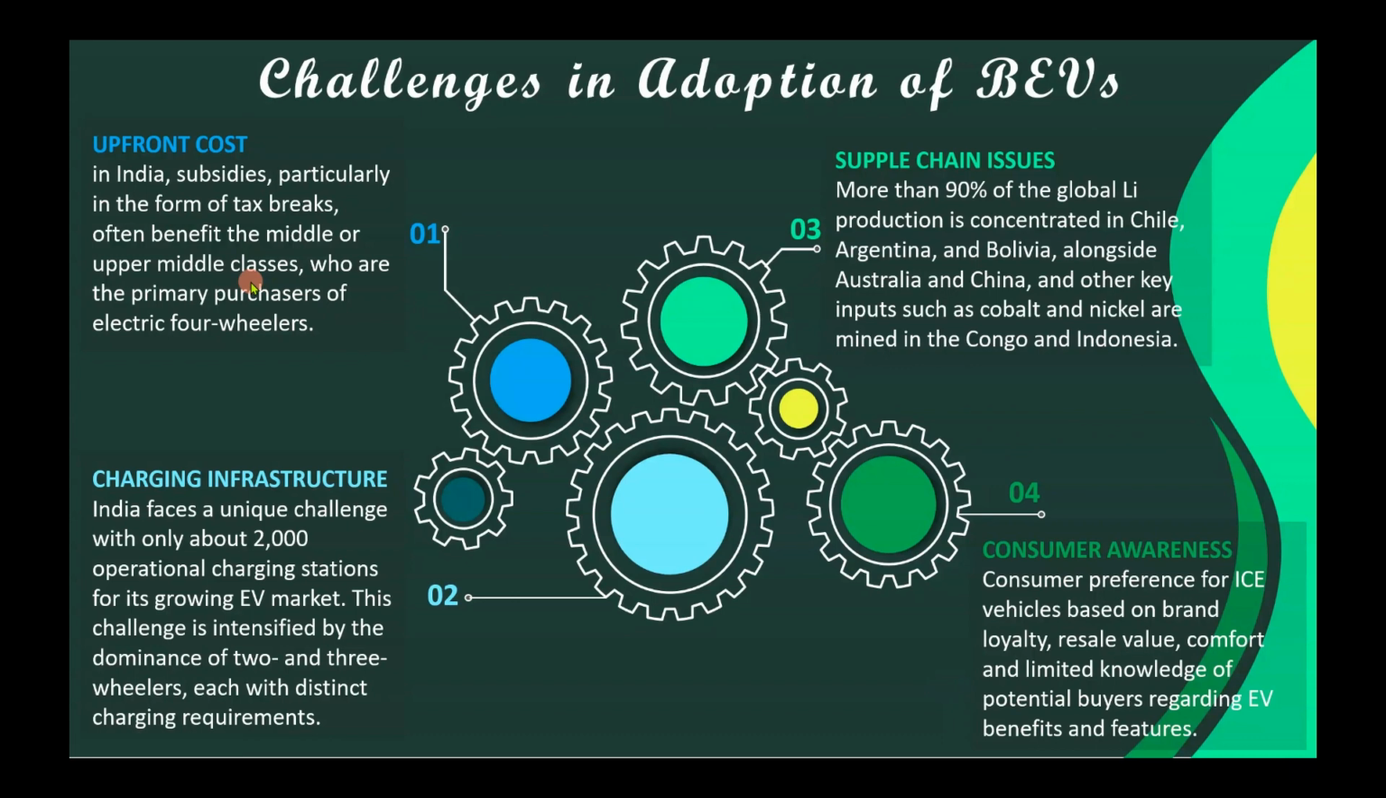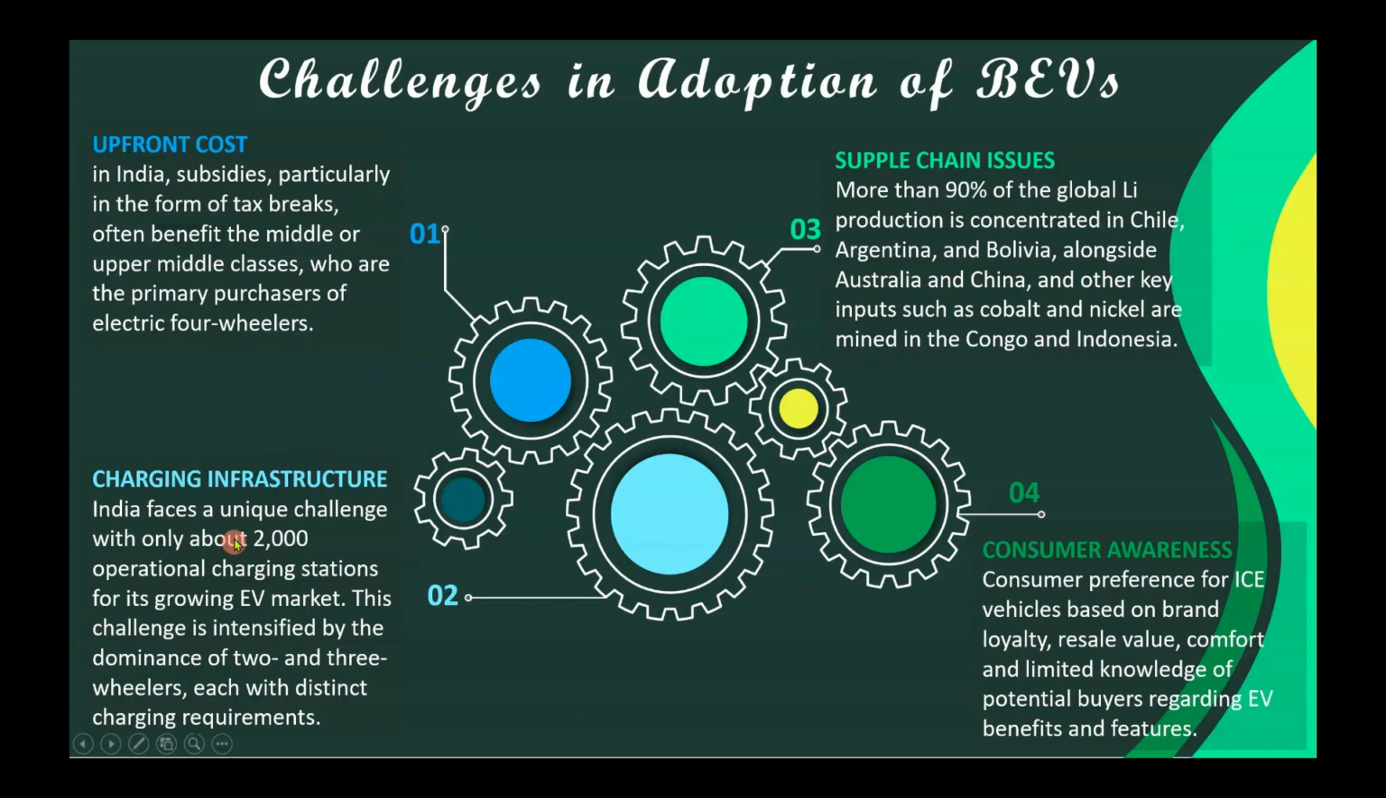There is a huge difference if you purchase an electric Tata Nexon versus a traditional ICE vehicle based on gasoline. Moreover, the subsidies in the form of tax breaks often benefit the middle or upper middle classes, because they are the primary purchasers of electric four-wheelers, so they are yet to reach a broader demographic.